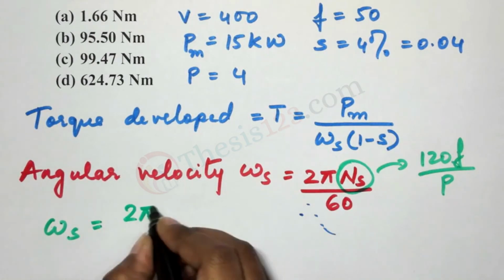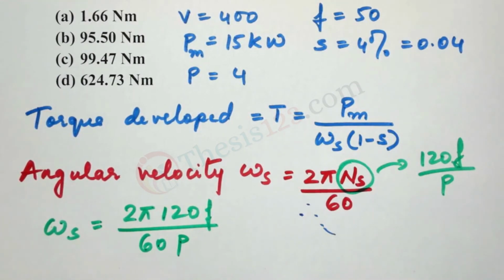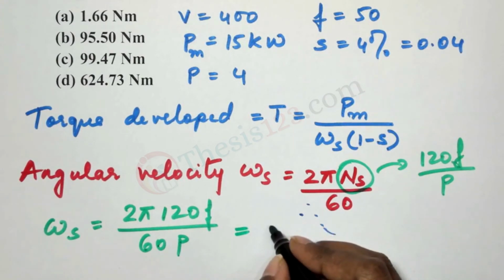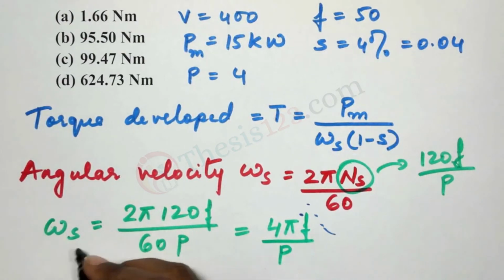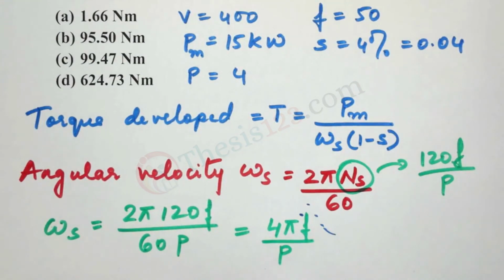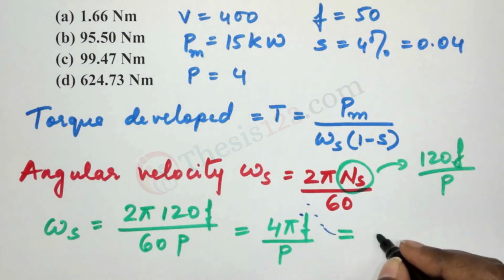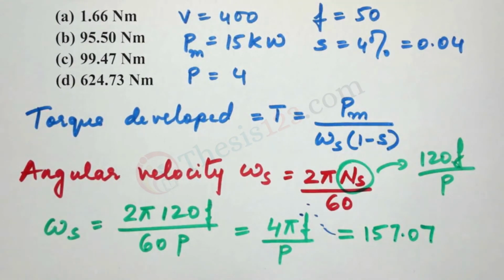Omega s would be 2 pi times 120 f by 60 p. That results in 4 pi f by p. Since 60 goes here 2 times, and 2 times 2 is 4. So that's 4 pi f by p. So you substitute the values over here: 4 into 3.14 into 50 divided by 4. That should give you a value of 157.07. Now this is in radians per second.